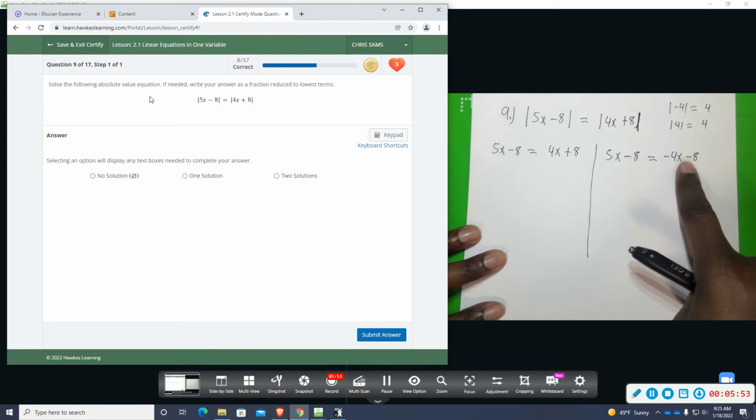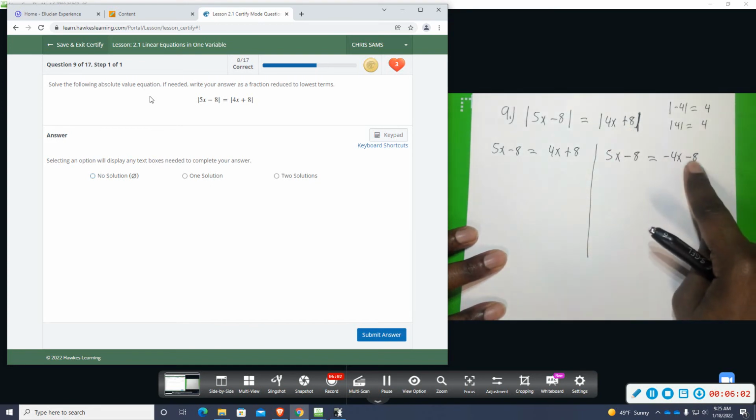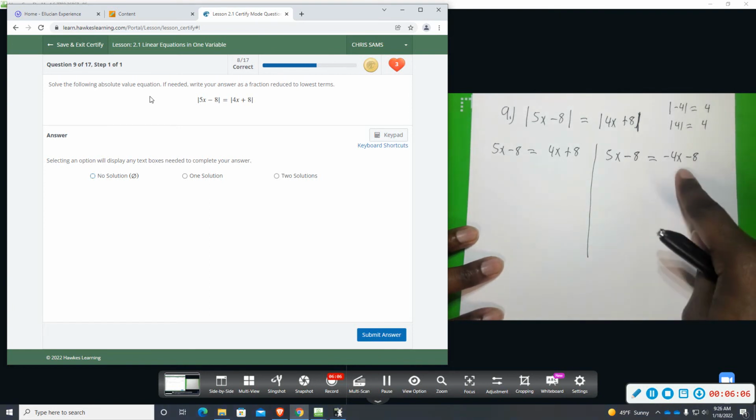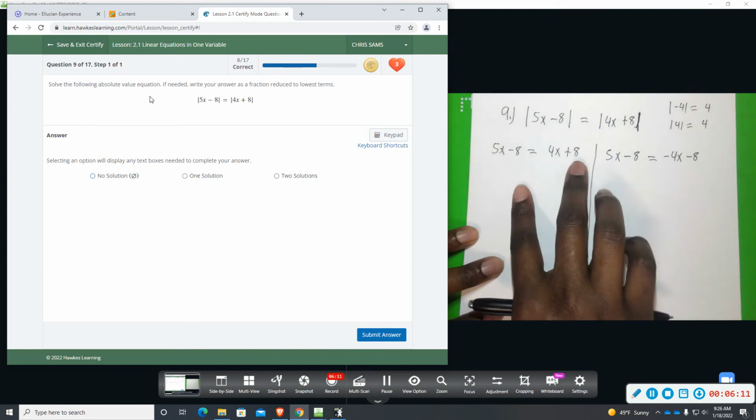Now, changing their signs doesn't mean that they're always going to be negative. So if this was already negative and I changed the sign, it would then become positive. So just be aware that it's not exactly going to be negative unless it's just one number. Okay, so I'm going to solve both of these problems simultaneously.